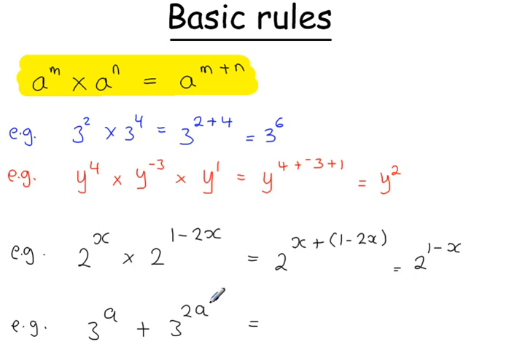And in this last example, the bases are both 3, but there's a problem. We're adding these terms, we're not multiplying, so there's nothing you can do here. So if you were thinking that you could do something like this, 3 to the power of a plus 2a, that's wrong. You can't add the indices, you're not multiplying the terms, so this rule here does not apply to this.